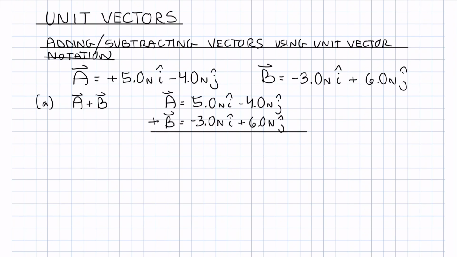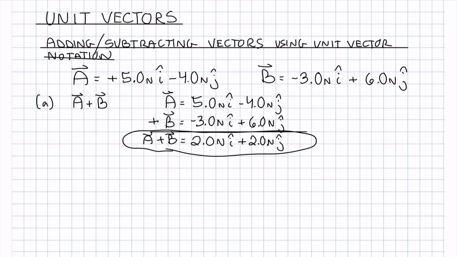So I'll write the vector A in component notation and the vector B in component notation right underneath it, and then I can add these two together. So now I can just add the x components together to give 5 minus 3 gives you 2.0 newtons i hat. Similarly, for the y component, we just have to add negative 4 to 6 to get plus 2.0 newtons. So our final answer, A plus B, is 2.0 newtons i hat plus 2.0 newtons j hat.